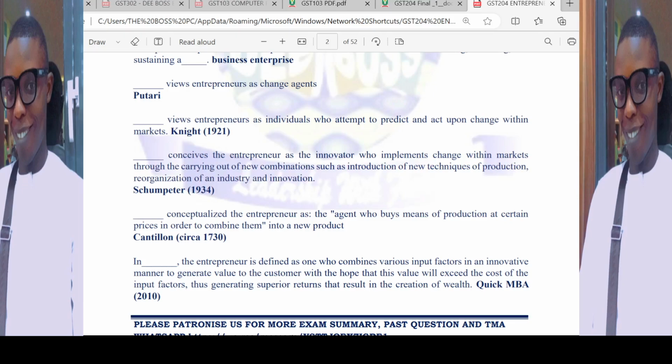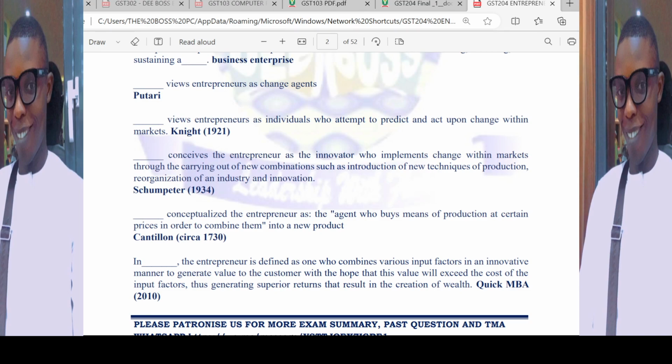In the year 2000, the entrepreneur is defined as the one who combines various input factors in an innovative manner to create value to the customer, with the hope that this value will exceed the cost of input factors, thus generating superior returns that result in the creation of wealth. That is what the Quick MBA in the year 2000 came up with.